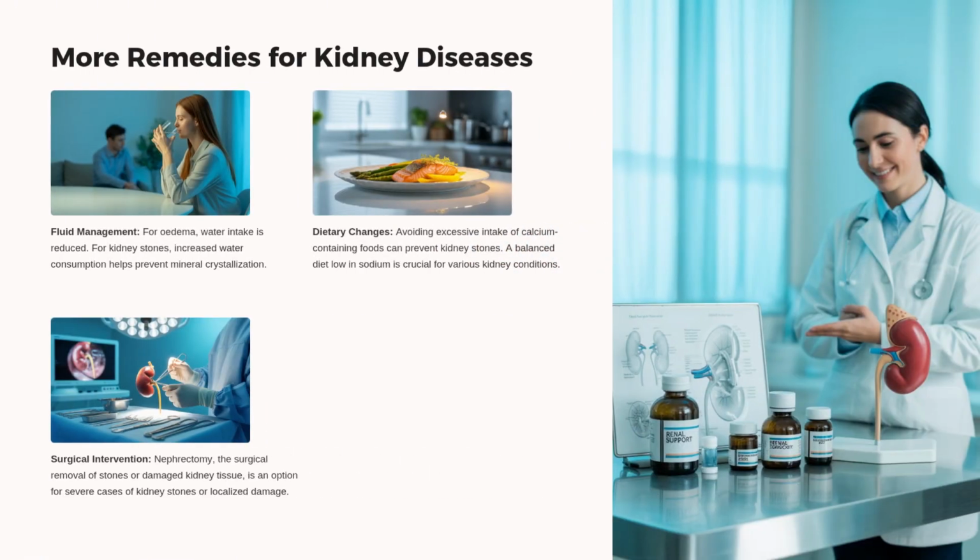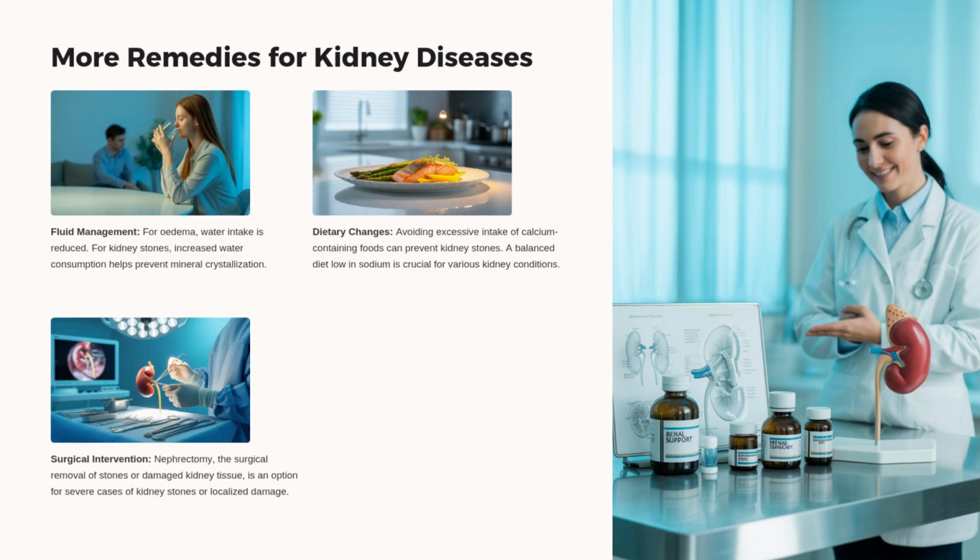More remedies for kidney diseases. Fluid management. For edema, water intake is reduced. For kidney stones, increased water consumption helps prevent mineral crystallization. Dietary changes. Avoiding excessive intake of calcium-containing foods can prevent kidney stones. A balanced diet low in sodium is crucial for various kidney conditions.